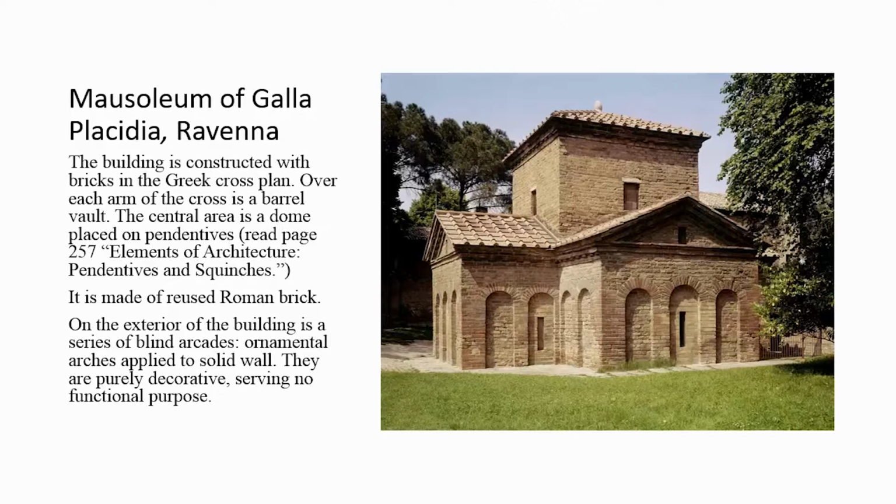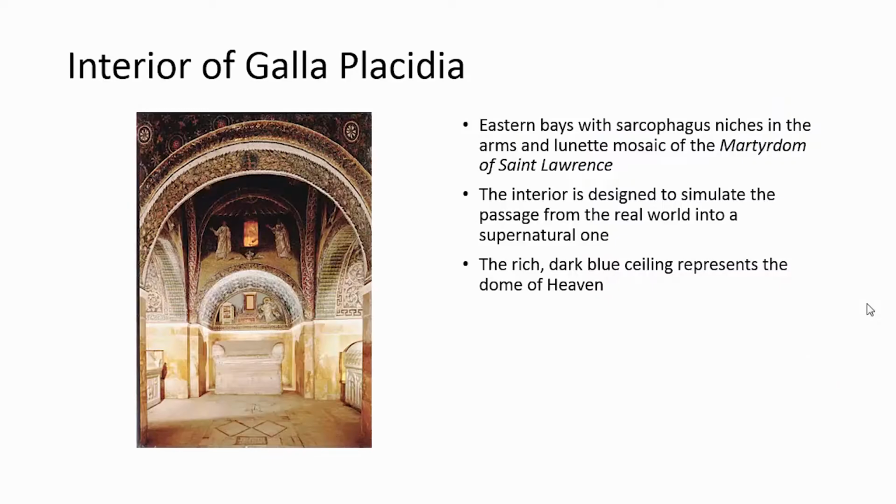So it's really interesting that this is made out of reused Roman bricks. And so many of these builders just took other buildings apart to make new ones. It was all repurposed. And this was probably built out of the bricks from a Roman bath. On the outside, we see these blind arcades. It looks as though somebody bricked up the windows, but that's actually an ornament. It's ornamental arches just applied to solid walls. There's no functional purpose to these at all.